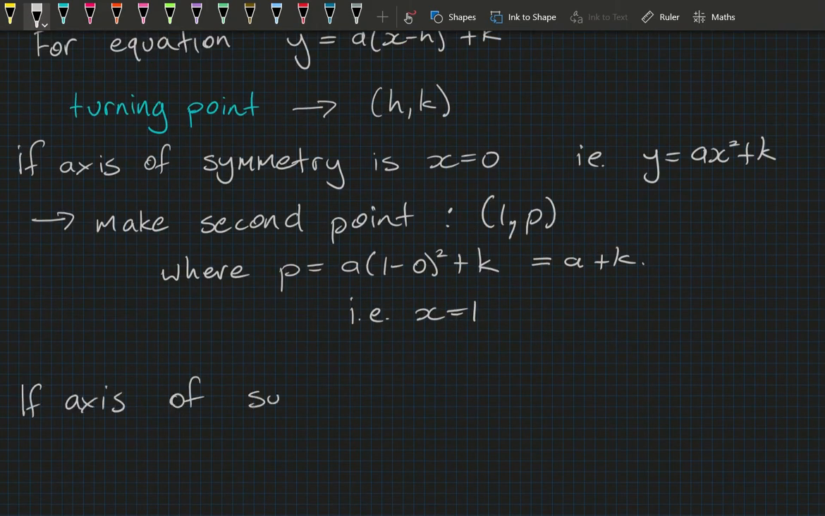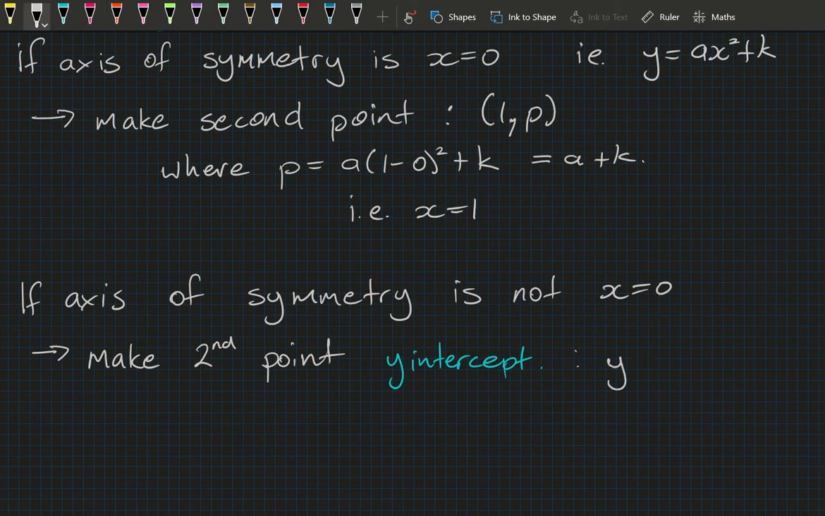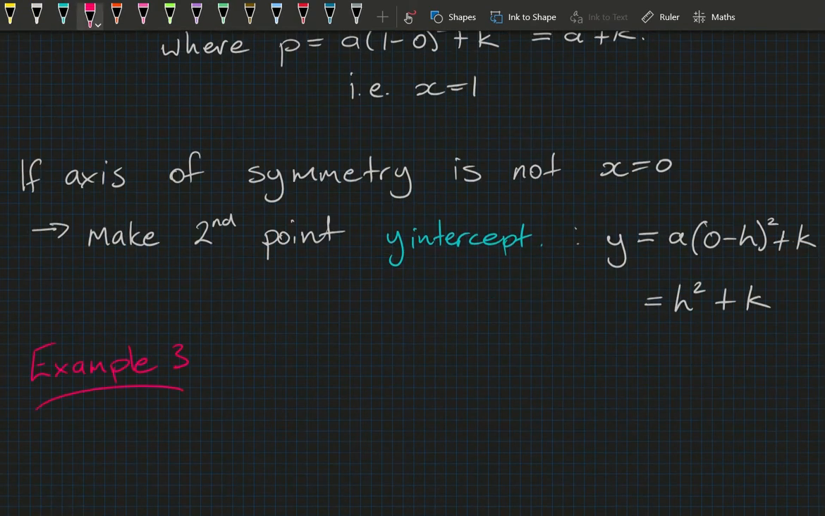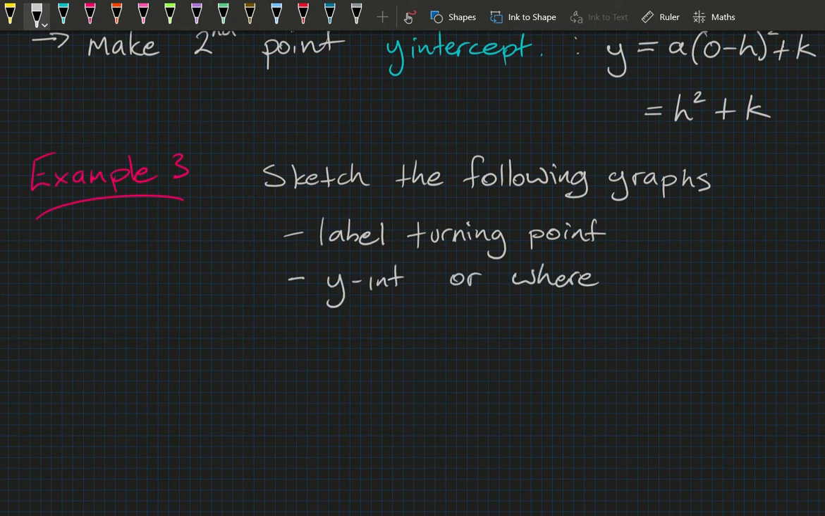So if the axis of symmetry is not where x equals 0, then just make the second point the y-intercept. Of course, that means x is equal to 0, so y is going to equal a times 0 minus h squared, i.e. h squared plus k. All right, so hopefully that's pretty straightforward. I know it's just algebra at this stage, and for some of you, you might need to see the numbers to make sense. So let's get on to that and apply these skills in example 3, where we're going to sketch the following graphs, labeling the turning point, the y-intercept, or where x equals 1.